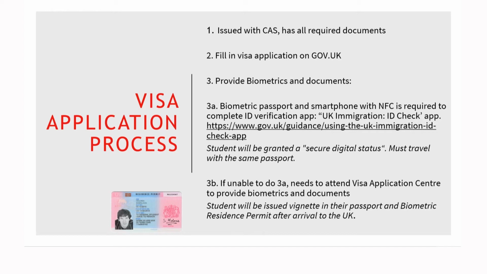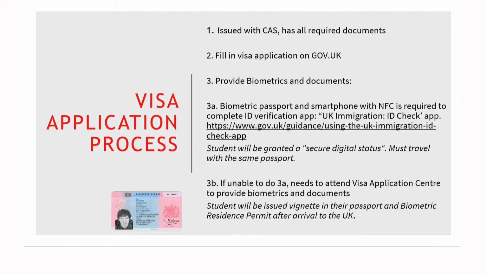Okay, so the visa application process. This is very straightforward for an EU national. Once you've been issued with your CAS, you will need to complete the visa application form at the gov.uk website. Should be very straightforward to complete. It's mainly completing personal details and also information which is included on the CAS already.